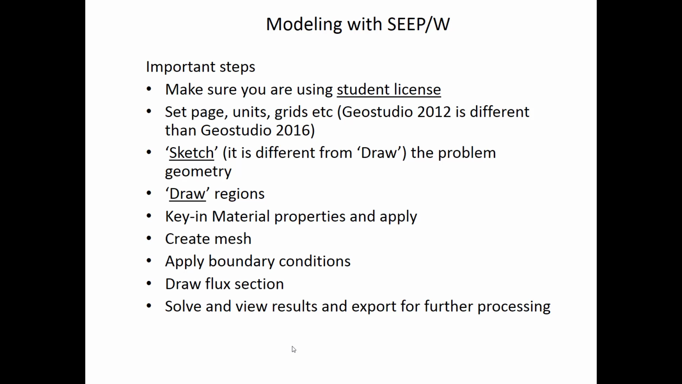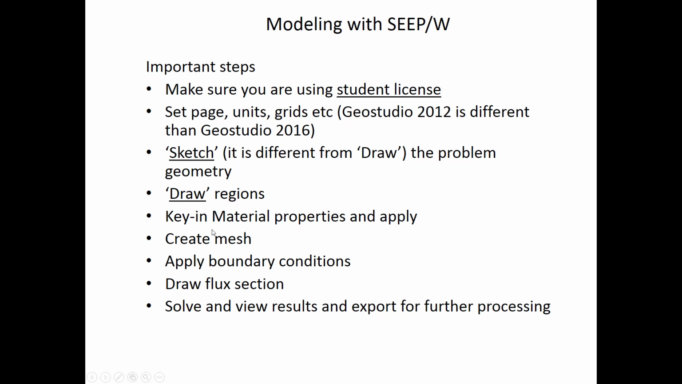The first thing which you are going to do is to set page, units and grids so that we can draw the geometry. Then the next thing is to sketch the geometry. Note, there are different commands, sketch and draw, in SEEP/W. Sketch represents just drawing the geometry. Draw represents drawing the soil regions. So these are the two different commands which you will be using when modeling with any GeoStudio software.